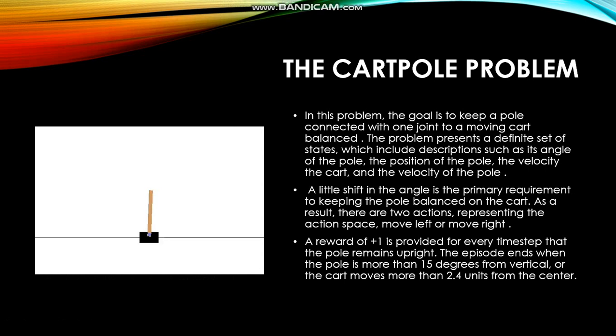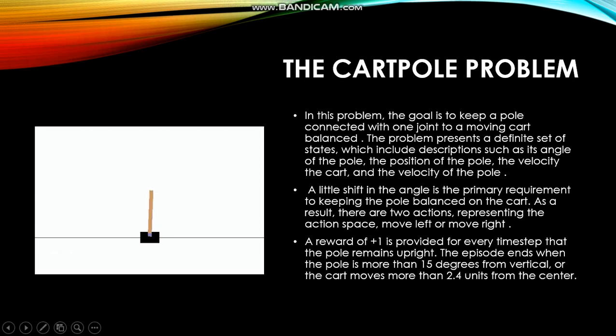So we have the cart pole problem, and in this problem the goal is to keep a pole connected with one joint to a moving cart. So the problem presents a defined set of states which include descriptions such as angle of the pole, the position of the pole, the velocity of the cart, and the velocity of the pole. So a little shift in the angle is the primary requirement to keep the pole balanced on the cart. As a result, there are two actions representing the action space. It will either move right or move left, as you can see.